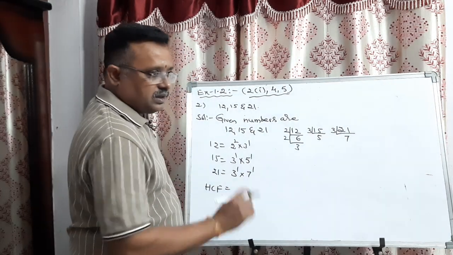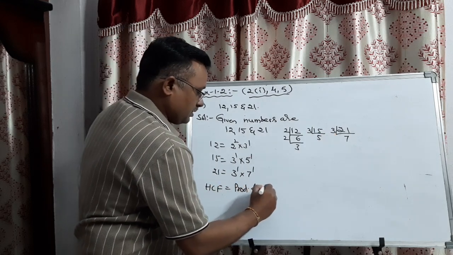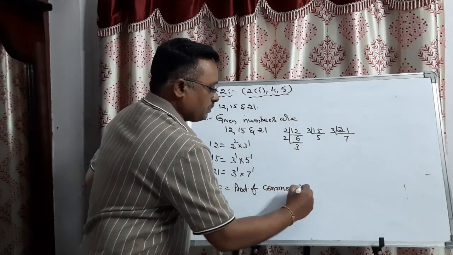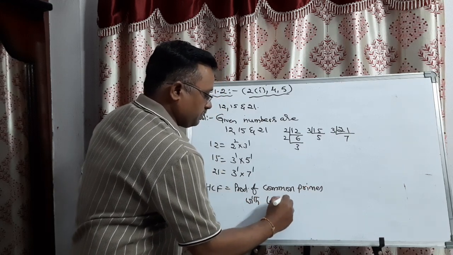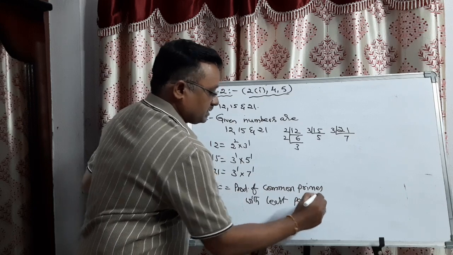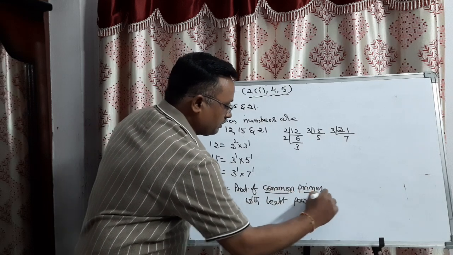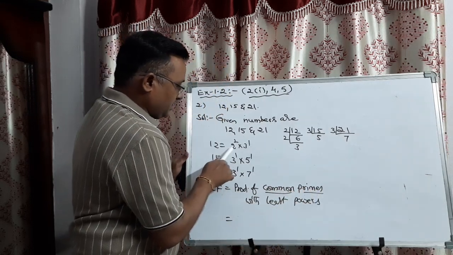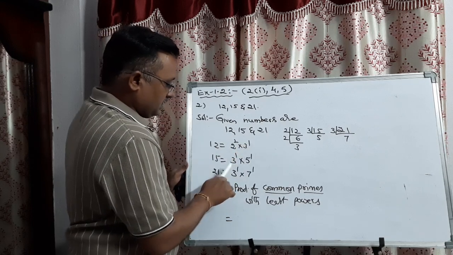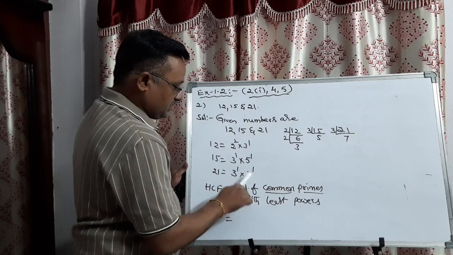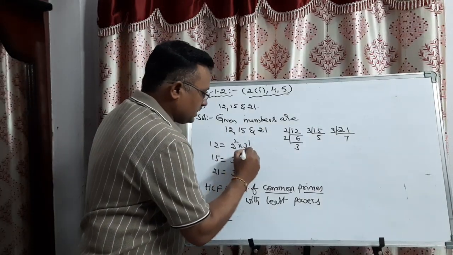What is HCF? Write the rule, compulsory. In the exam you write in detail: product of common primes with least powers. Am I clear? We have to remember this one. So this is equal to, observe what are the common primes in this representation. 2 is the prime with some power, 3 is the prime with some power. Here 3 and 5 are the primes, here 3 and 7 are the primes. Among the three numbers, the common prime is very clearly 3.